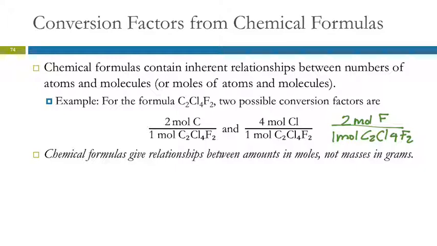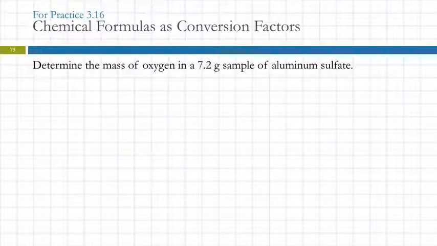Those are exact numbers, because this molecule is formed by exactly 2 carbon atoms, exactly 4 chlorine atoms, exactly 2 fluorine atoms bonded together. It's the sort of thing we use for stoichiometry, yes.